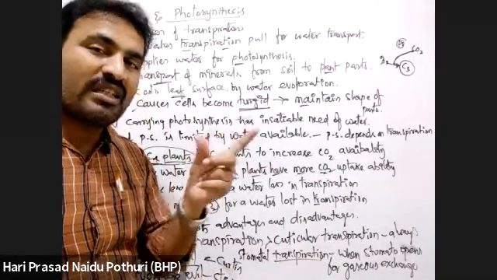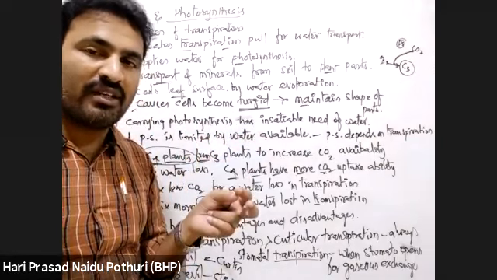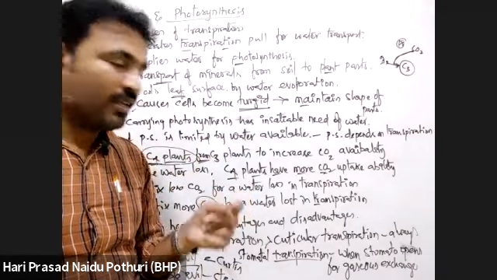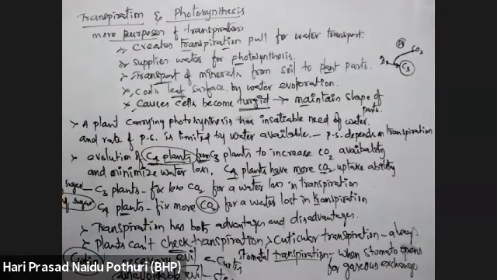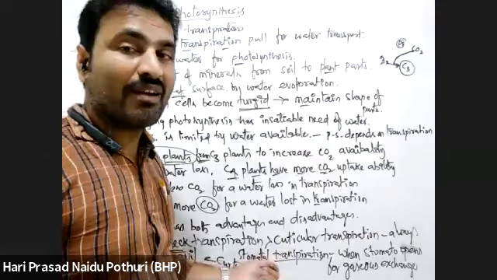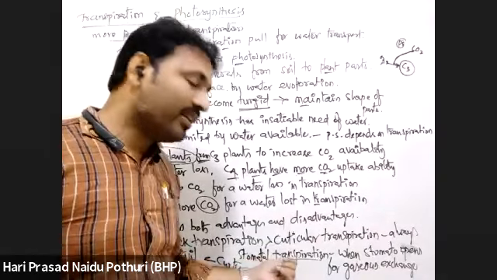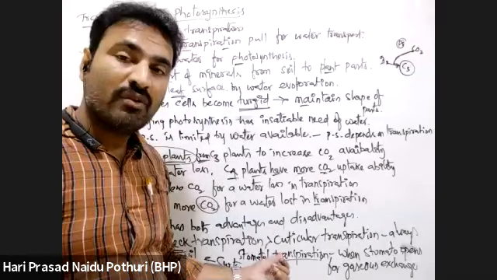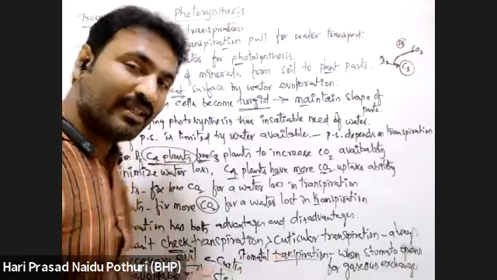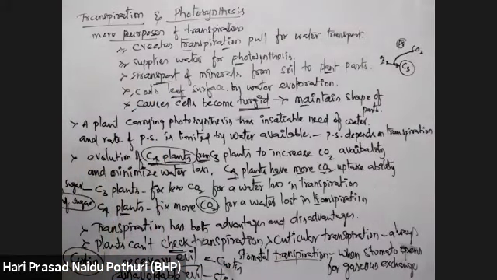Stomatal opening causes transpiration, which decreases the water level. It has the advantage of gaseous exchange. Whenever stomata open for gaseous exchange, transpiration takes place, so we cannot avoid this. If we avoid stomatal opening, then we cannot get CO2 and O2. So that is unavoidable. Okay?